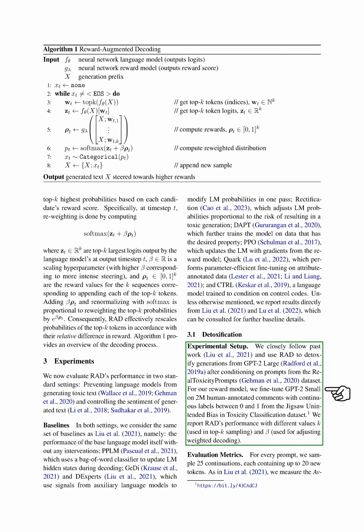In our first experiment, we use RAD to remove harmful content from text generated by GPT-2 Large. We use a reward model that has been fine-tuned on 2 million human annotated comments with continuous labels between 0 and 1. We then evaluate RAD's performance with different values used for sampling and adjusting weighted decoding. We measure the performance of RAD using several metrics. For each prompt, we generate 25 continuations, each containing up to 20 new tokens.